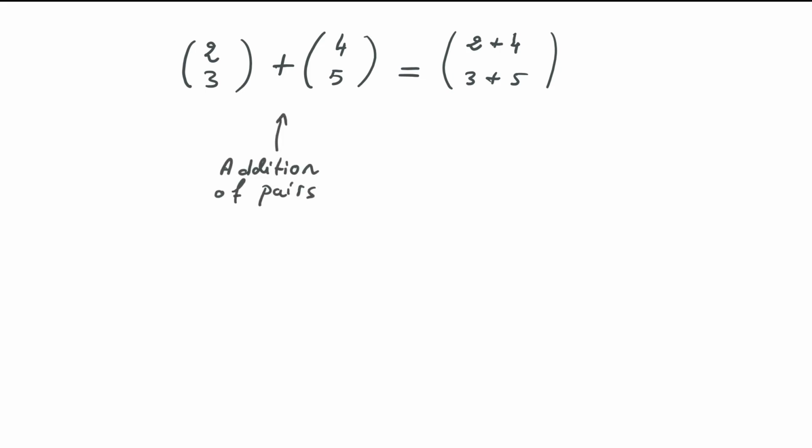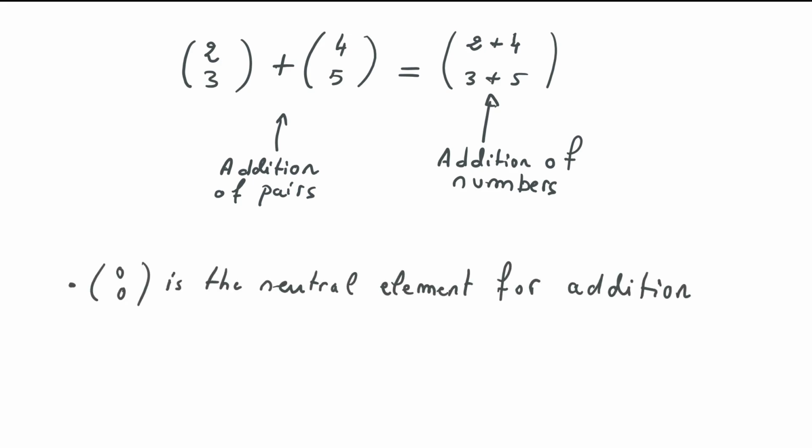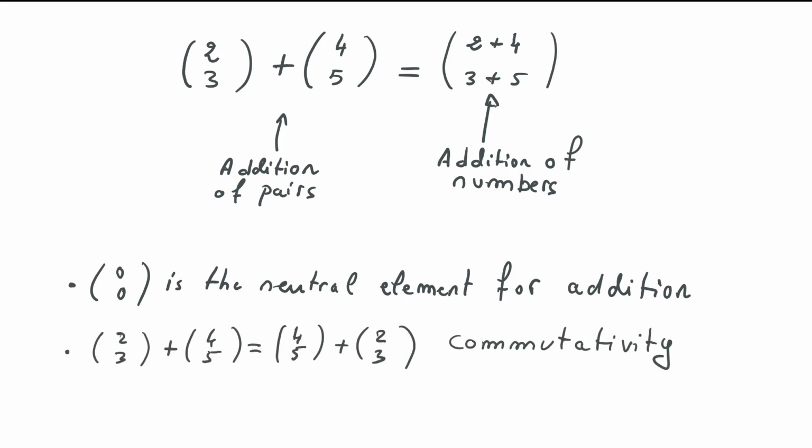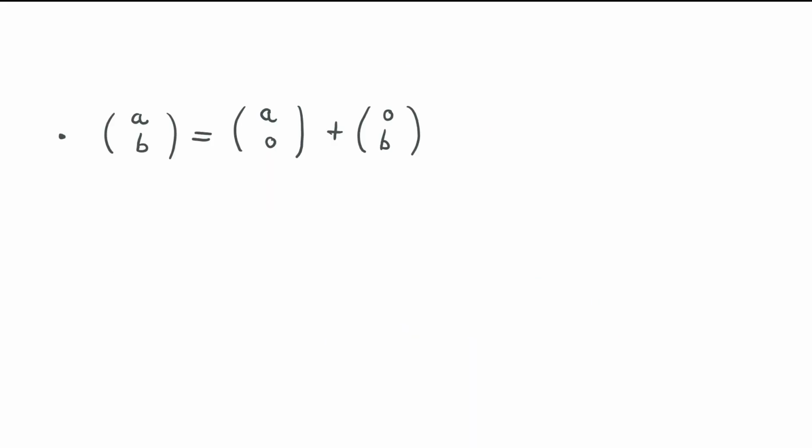So you see here that I am defining the sum, the addition, I should say, of pairs from the addition of numbers. Okay, I'm using the same symbol, but this is more for convenience, but normally these are not the same operations. A consequence of this is that the pair 0, 0 becomes the neutral element for addition. You also have the commutativity of the sum, because numbers commute in between them. So given this definition, the addition is also commutative.